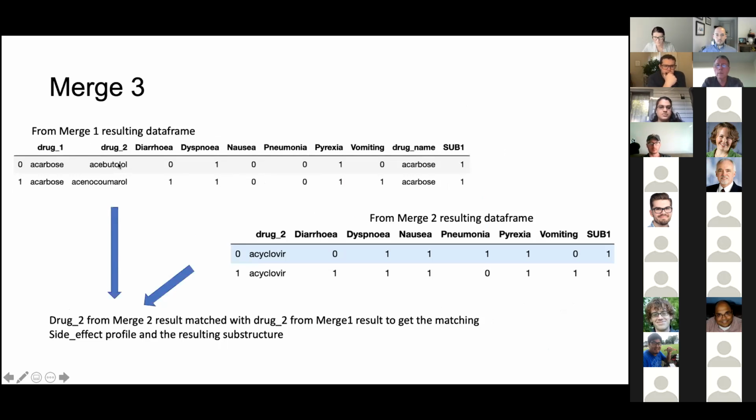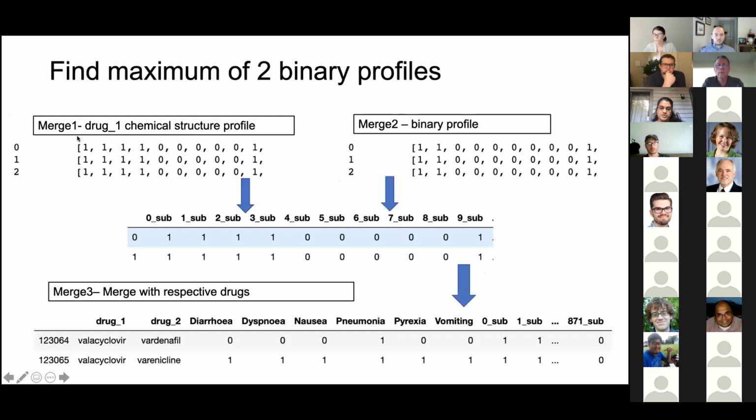So this is how it looked from merge 1. We have drug 1, drug 2, the side effects, and the substructure for drug 1. And then for merge 2, we have drug 2, the side effects, and then the chemical structure profile for drug 2. Now, I have to again merge this in such a way that I had the chemical substructure profile for the drug-drug pair. Now, before I do that, since there are 881 drugs, with chemical substructure for each of those drugs, that'll be 1,600 something chemical substructure profile for the drug-drug pair.